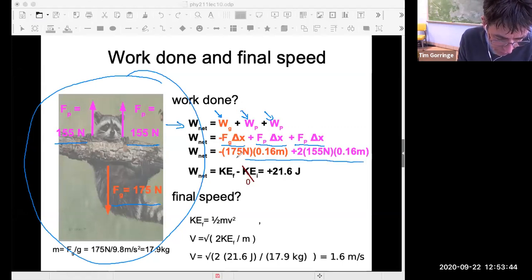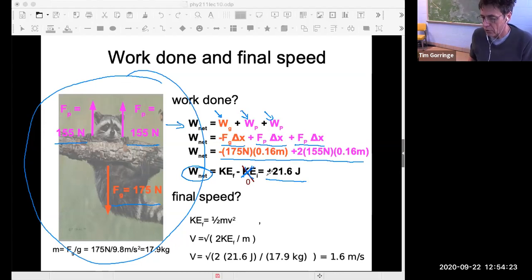Okay, so that's good. I then just filled in the numbers, because I know the gravitational force, I know the force from the raccoon's paws on the left and right, and I know the displacement. I added them all up, and that gives me the net work that is done, which is, by the way, the change in kinetic energy. Here's the final minus the initial kinetic energy, which in this case is just the final kinetic energy because there was no initial kinetic energy. And it comes out to be just under 22 joules.